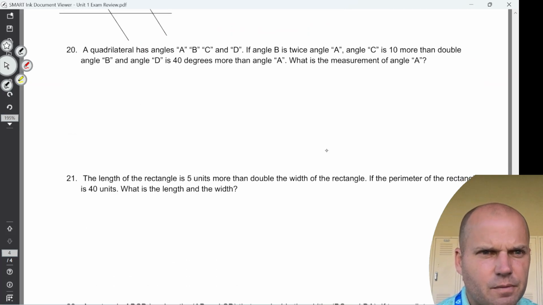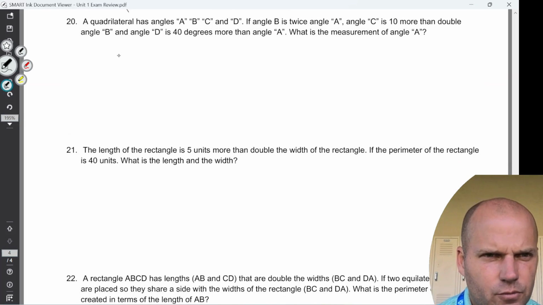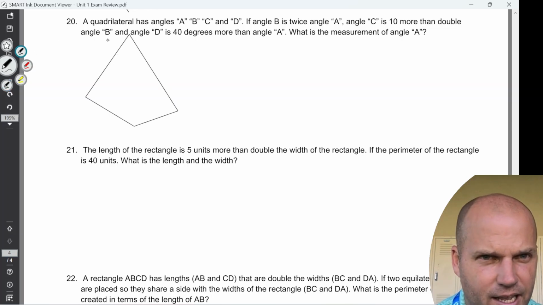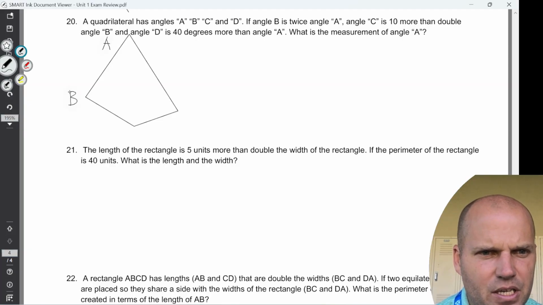Question 20, almost there. Quadrilateral. Draw some random quadrilateral. Don't assume that it's going to be a rectangle. It's got angles A, B, C, D.